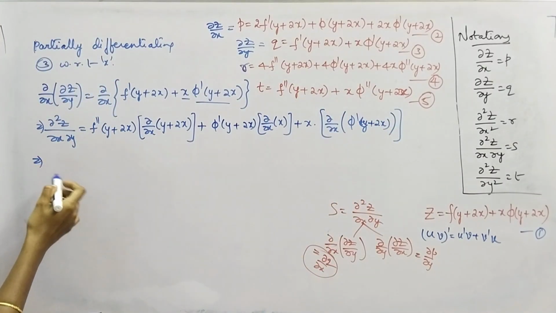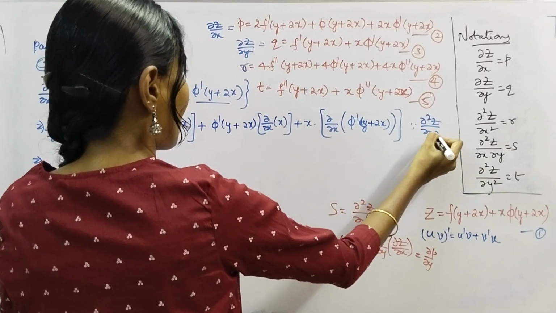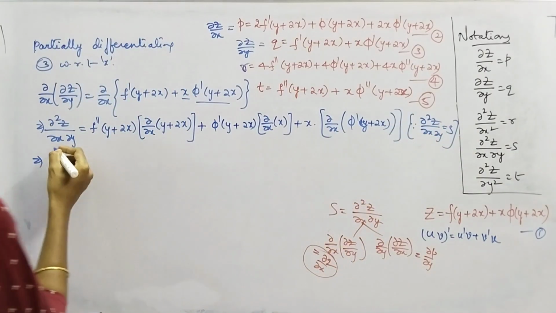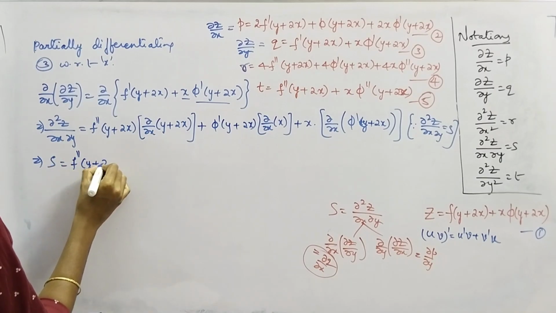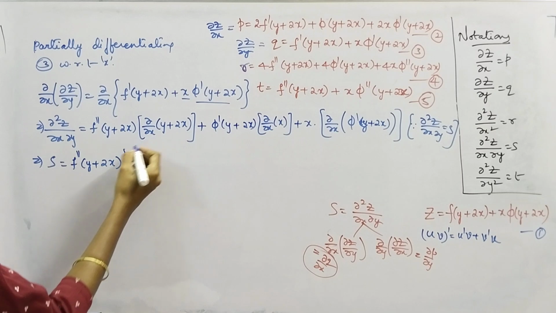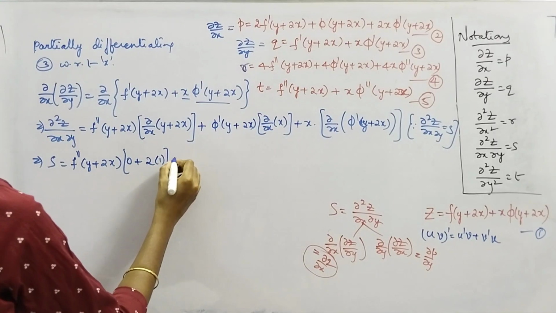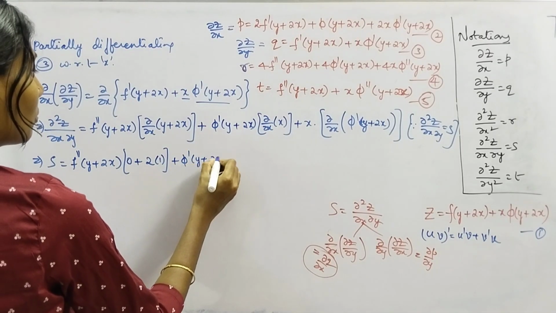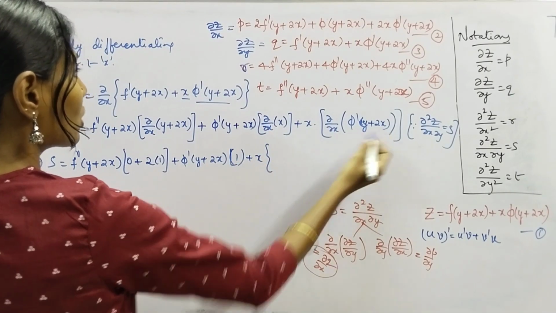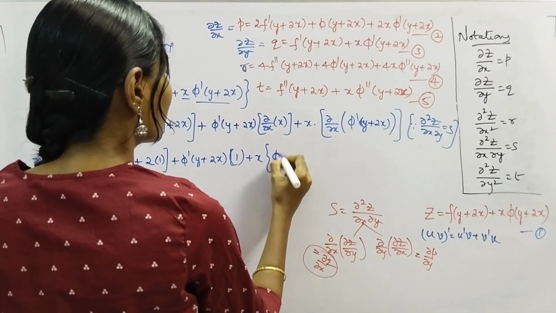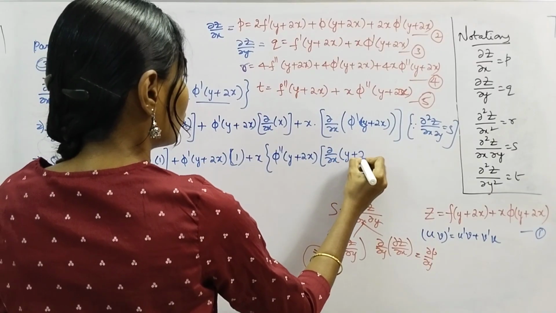Since ∂²z/∂x∂y can be replaced by the notation s, you'll get s equal to f'' of (y + 2x) into the partial derivative of y with respect to x, which is 0, plus 2 times the partial derivative of x with respect to x, which is 1, plus φ' of (y + 2x) into the partial derivative of x with respect to x, which is 1, plus x times the partial derivative of φ' of (y + 2x), which is φ'' of (y + 2x) into the inner derivative ∂/∂x of (y + 2x).